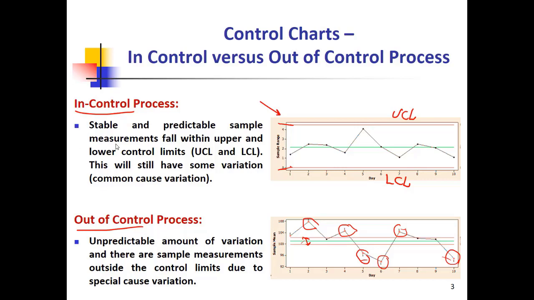Okay, so an in control process is a stable, predictable process, in which all the sample points fall between the UCL and LCL. Although there is some kind of random variation, all the time the data points are between UCL and LCL, and this variation is due to common cause variation.